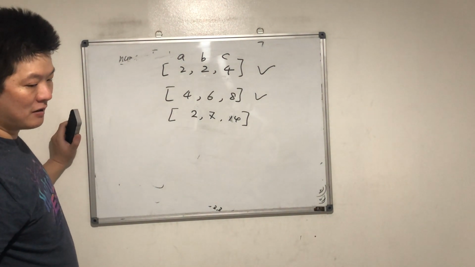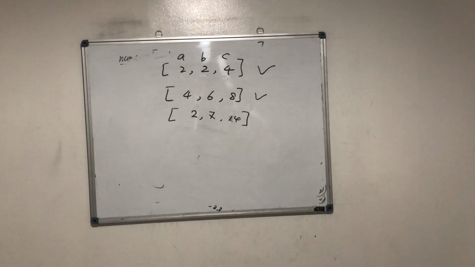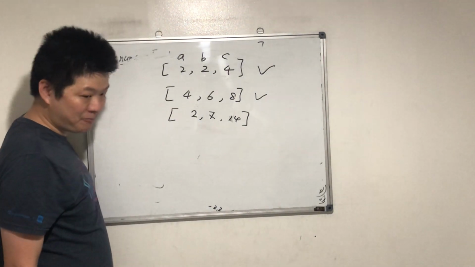Wait, let me think. Yeah, now you think. You said it was a tricky one. I didn't say that this time. Okay. You just said. Okay. So 2, 7, 14. Is that okay?